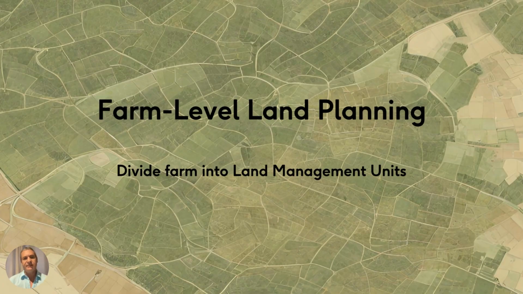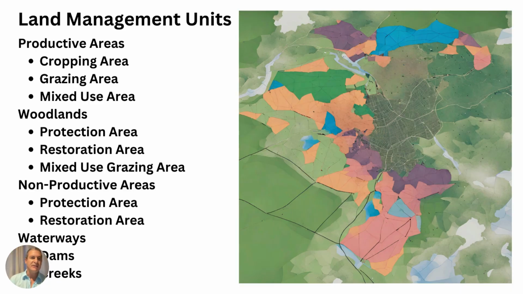So let's dig into farm level planning. The way that we like to think of things is that on a farm, you divide that farm into land management units. Now, a land management unit might be across a productive area, or a woodland, which might be mixed use for productive and either protection or restoration. There's non-productive areas, and you might think about how can I protect or restore those because they're not currently in production, and it'd be good to get some income from them. And waterways: how do you want to deal with your dams and creeks and rivers and wetlands?